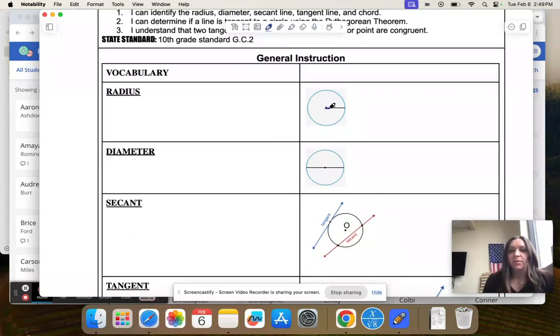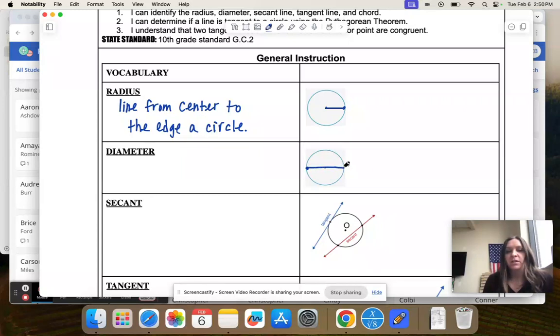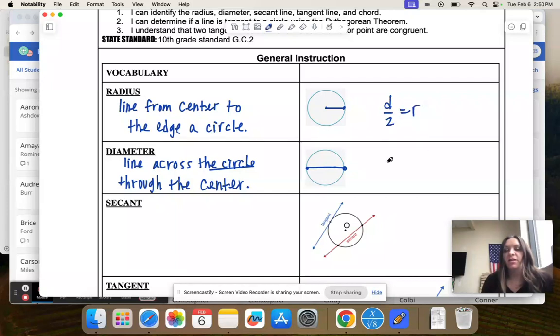So the radius is a line segment that starts at the center of the circle and goes to the edge. So it's a line from the center to the edge of a circle. The diameter is double the radius. It's all the way across. The diameter is a line across the circle, but it's really important that it has to go through the center. So, a line across the circle through the center. Sometimes for radius, we'll take the diameter divided by 2. That's the radius. Or the diameter is the radius times 2.